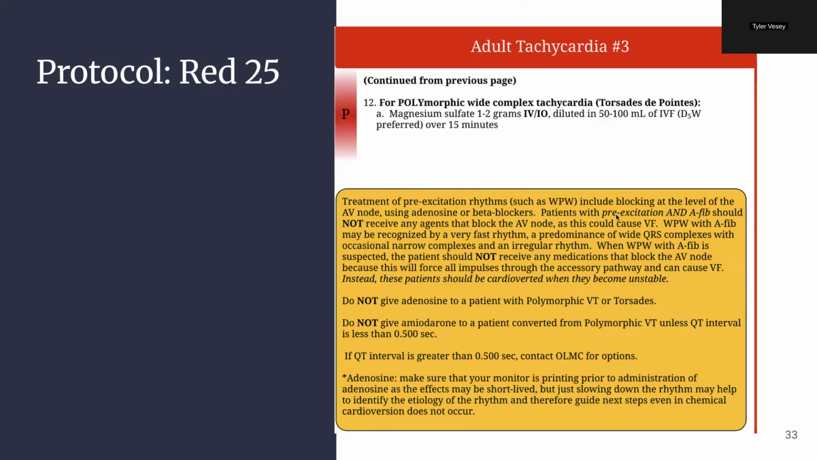We'll just hit real quick polymorphic VTAC with a pulse, if they're somehow still producing a pulse with it. That's going to be 1 to 2 grams of mag sulfate diluted in 50 to 100 mLs of D5W. Give it over 15 minutes. Again, not a very likely scenario.